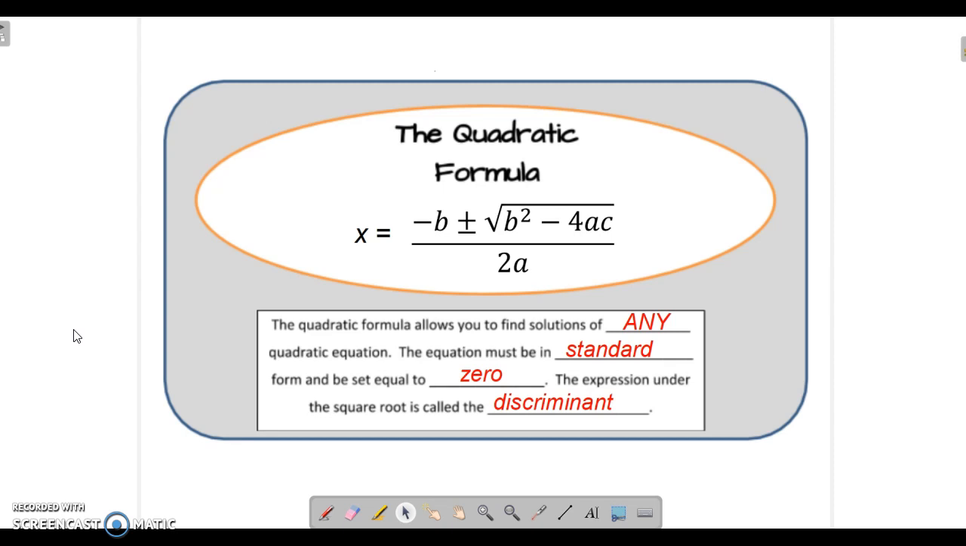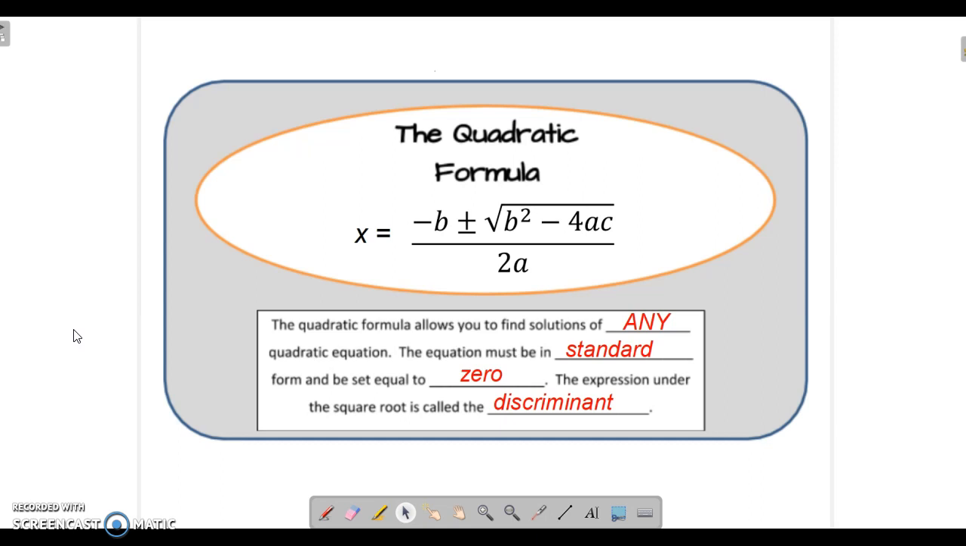Some important things to know. The quadratic formula allows you to find solutions for any quadratic equation. You've probably learned some different ways in the past that only work at certain times, like factoring only works when that quadratic is factorable. So this quadratic formula works at any time. The equation, though, has to be in standard form, and we know that that means it's in the form ax squared plus bx plus c, and then it has to be set equal to 0.